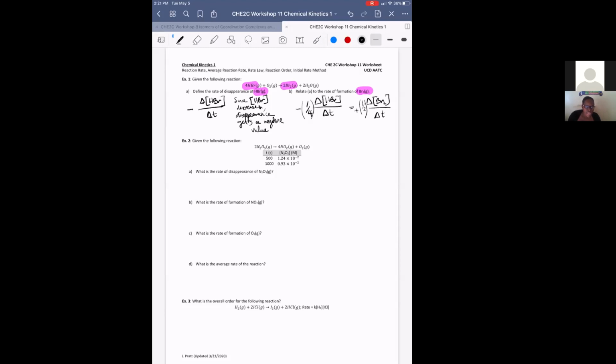If we wanted to summarize this, if we have 1/4 and 1/2, we could also say that this would be minus 1/2. You can take out 1/2, and it'll be 1/2 times the change in the concentration of HBr over the change in time. So that'll be negative, and that can just be equal to the change in the concentration of Br2 over the change in time. So this is how we can relate species together in a chemical equation.